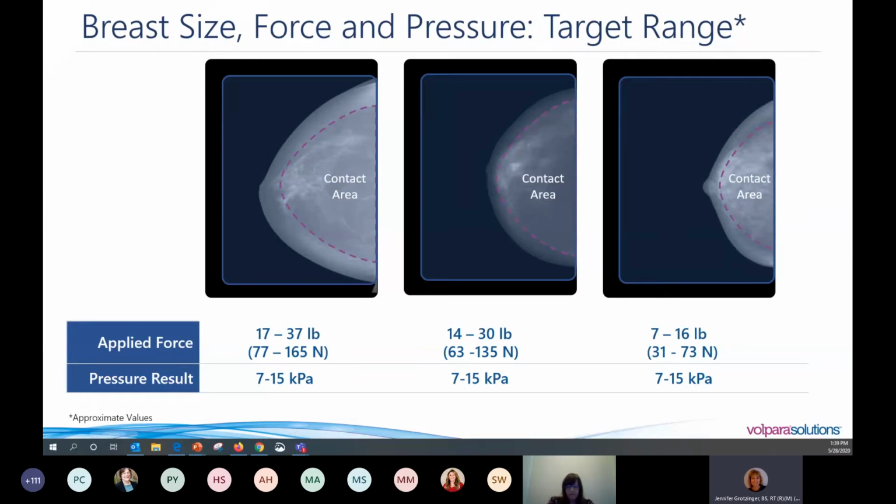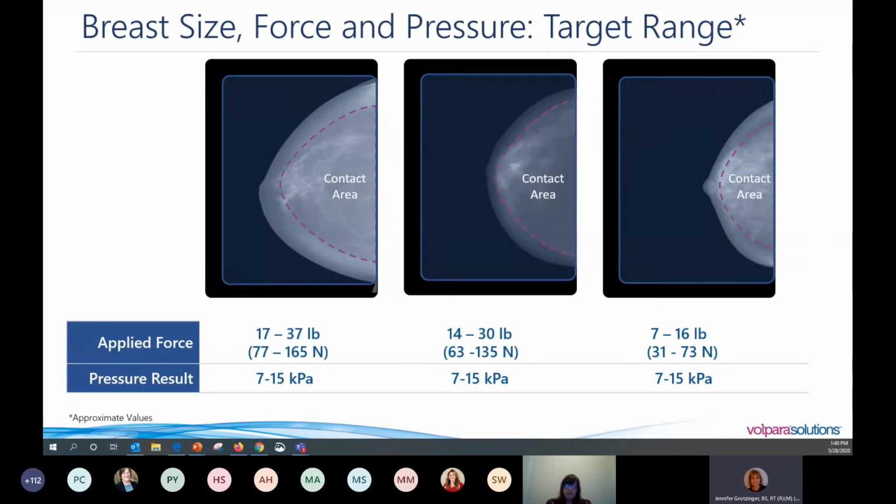If you take an applied force of 17 to 37 pounds, or 77 to 165 newtons, on a large breasted patient, you're most likely to achieve in-target compression pressure of 7 to 15 kilopascals. Same thing on the medium or average breasted patient. If you range between 14 and 30 pounds of applied force, or 63 and 135 newtons, you also are going to achieve in-target compression pressure of 7 to 15 kilopascals.